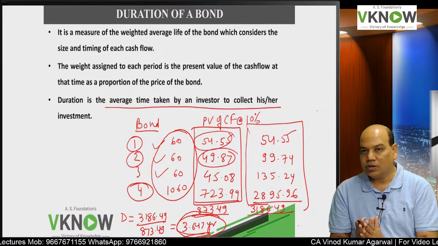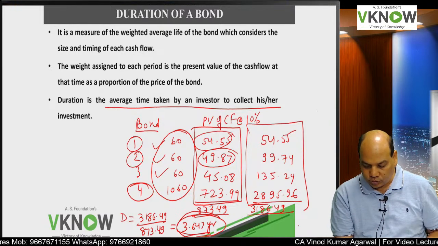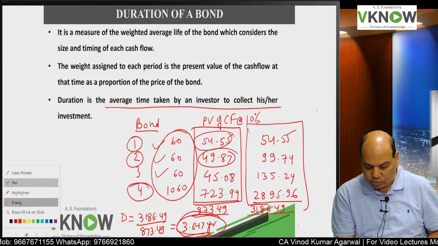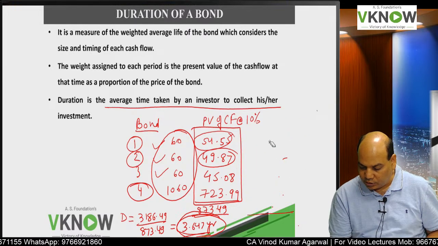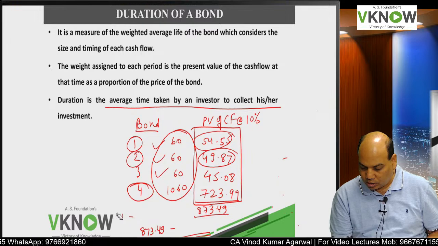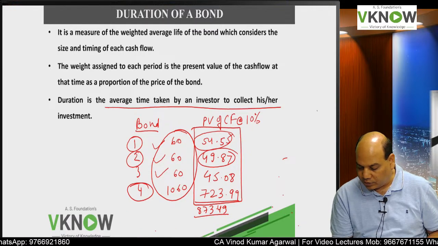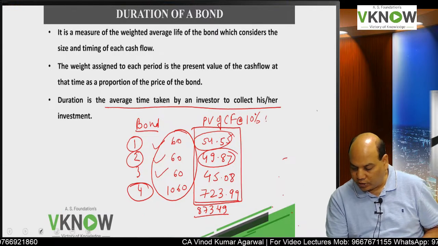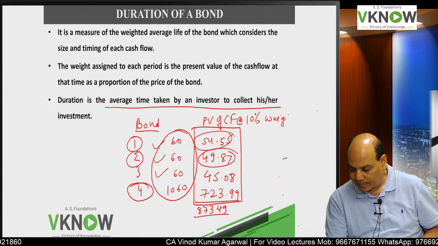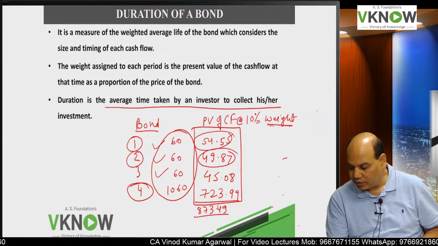You can present the answer in one more way. How can you present the answer in one more way? First you will calculate the present value, and after calculating the present value, you will convert into weights. How do you assign weights?